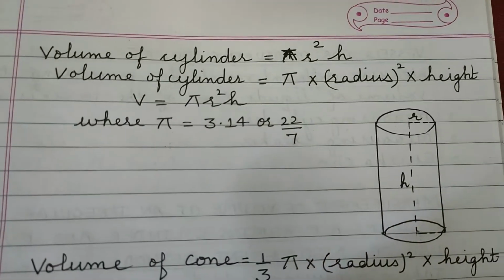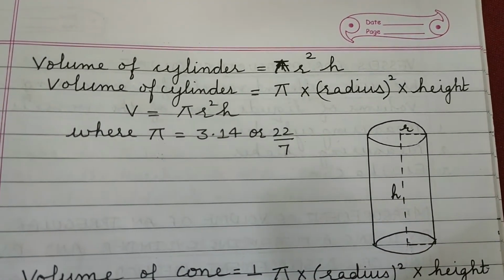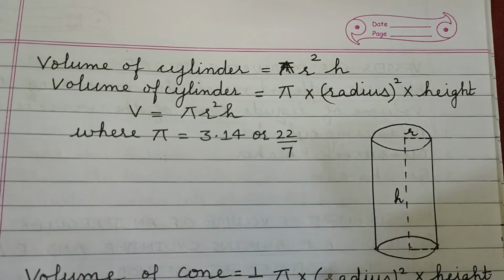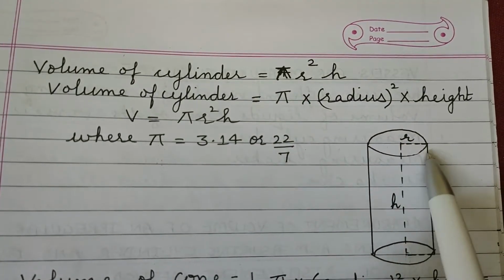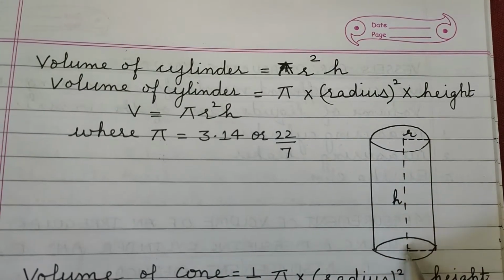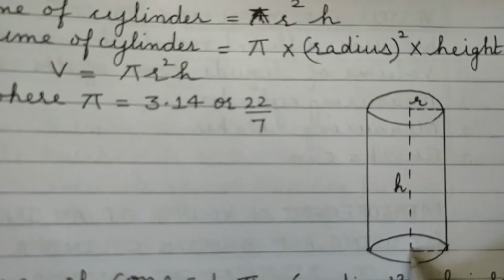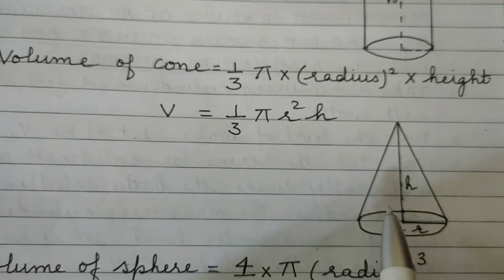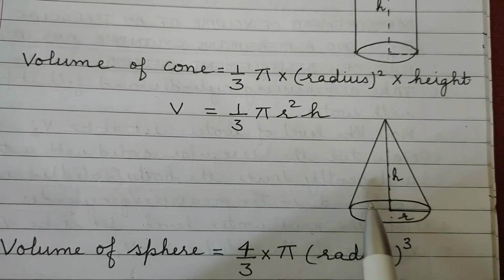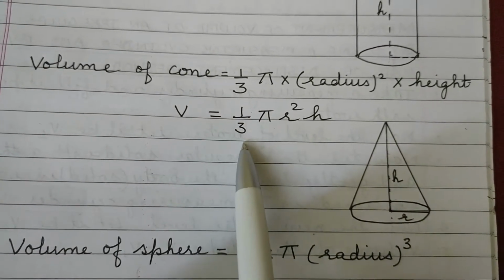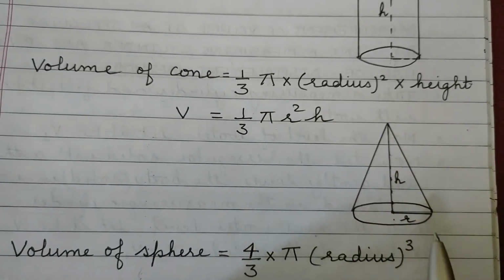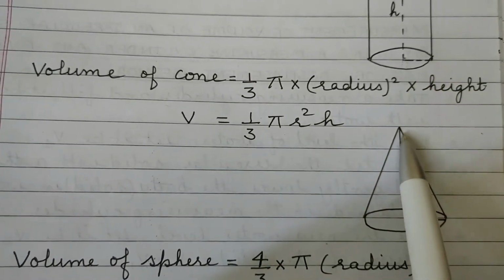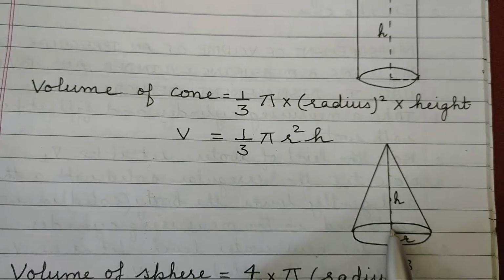Now, if the figure is cylindrical, then we'll find the volume by applying the formula V is equal to pi r square h, where r is the radius of the cylinder and h is the height which has been indicated in the diagram. In the same way, if the structure is conical, that means we have to find out the volume of a cone, then I'll use the formula V is equal to 1 by 3 pi r square h, where r is the radius of the cone and h is the height indicated in the diagram.